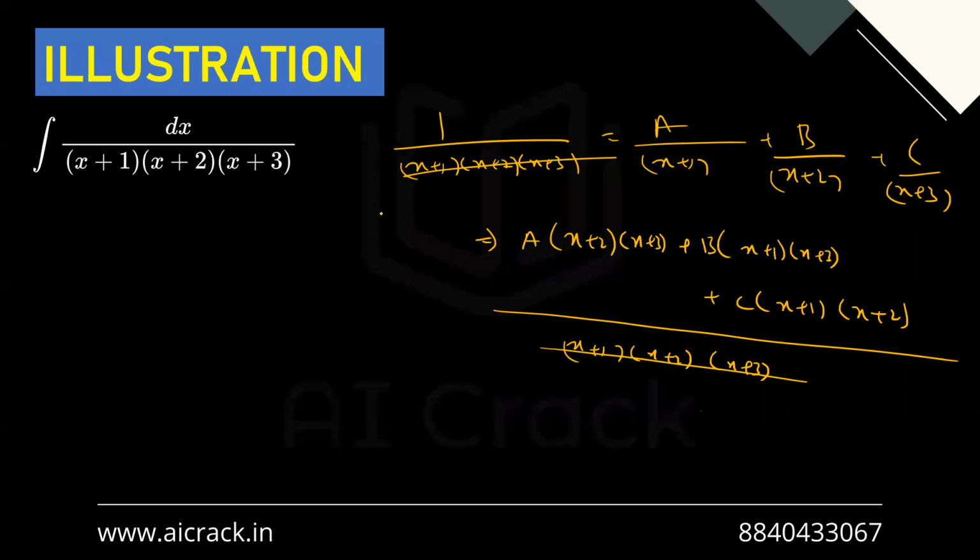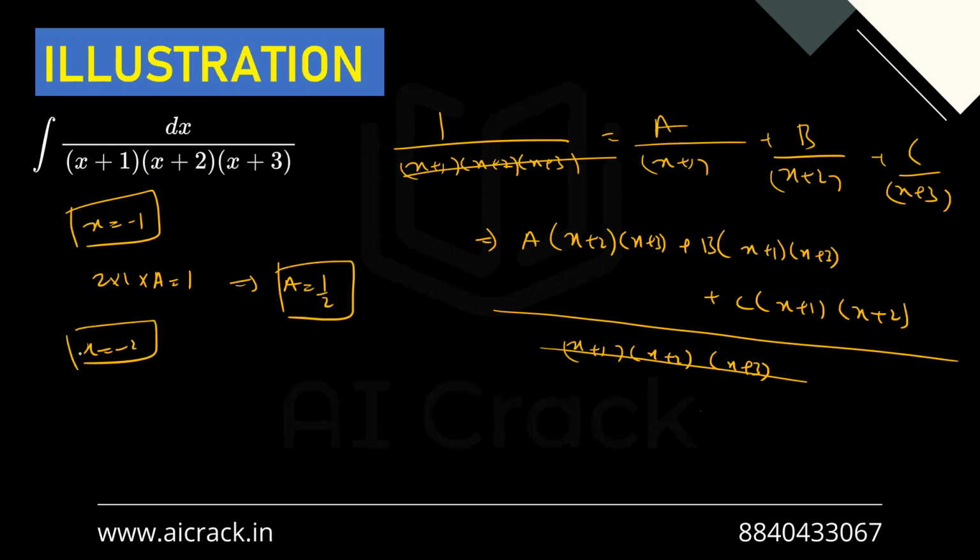So for x equals to minus 1, this becomes 0, this becomes 0, and this is 1 and this is 2. So 2 into 1 into a equals to 1. So this gives me a equals to half. Now for x equals to minus 2, this becomes 0, this becomes 0, and this is minus 1 and this is 1. So b into minus 1 equals to 1. So basically b equals to minus 1.